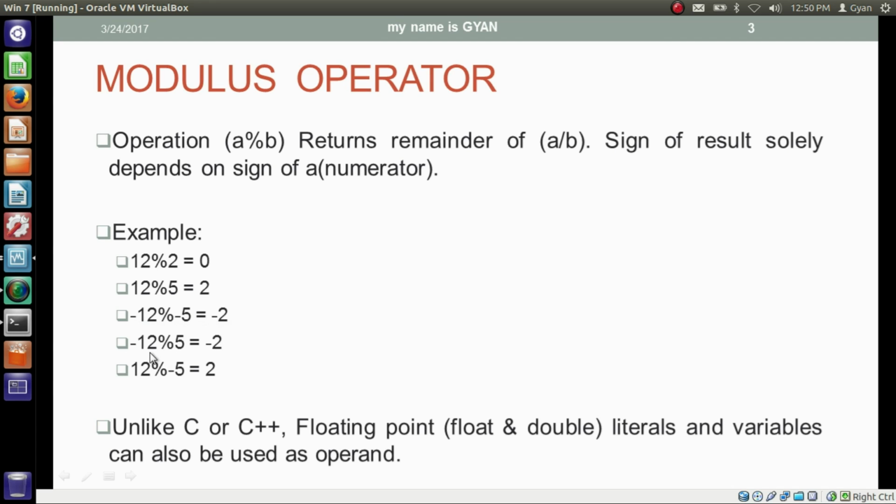Here again the sign of numerator is negative. Sign of denominator 5 does not matter. So result of this operation is minus 2. Here the sign of numerator 12 is positive, sign of denominator 5 does not matter. That's how result of this operation is positive 2. Let me apply these operations in a program.